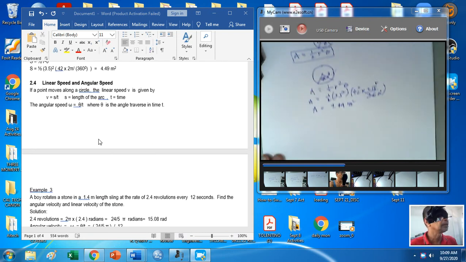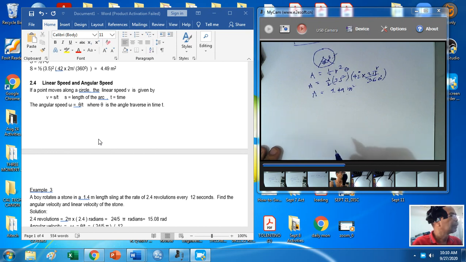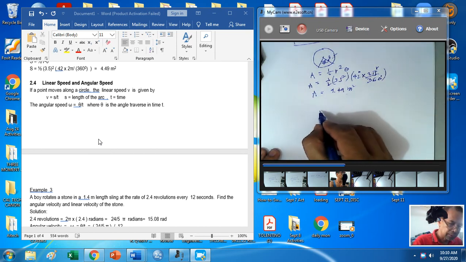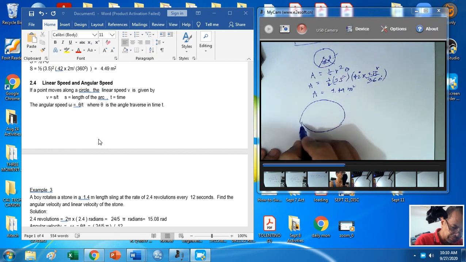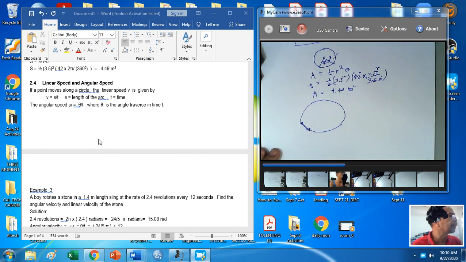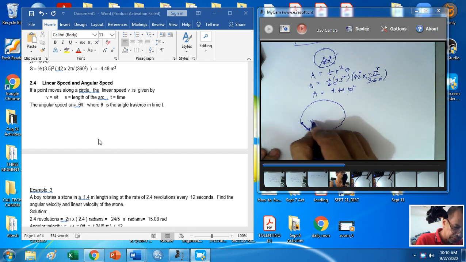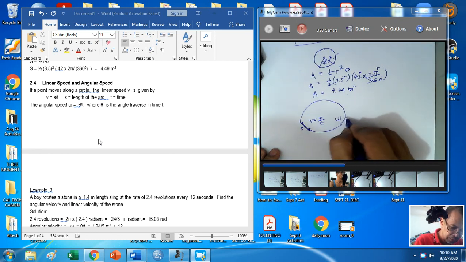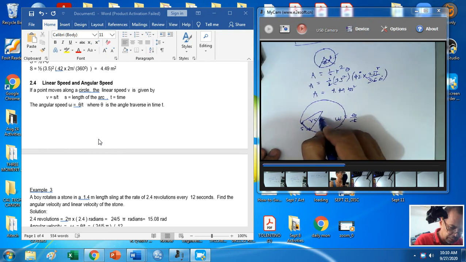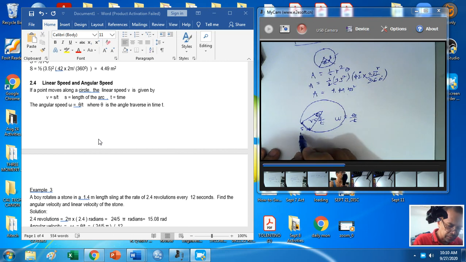Next is what you call the linear speed and angular speed. Okay, let's say we have a circle. So ito yung circle, no? If a point moves along this circle, ganyan, okay, the linear speed is given by s divided by time, where s is the arc. And the angular speed is theta divided by time. So if this is your theta, this is the linear speed, this is the angular speed.